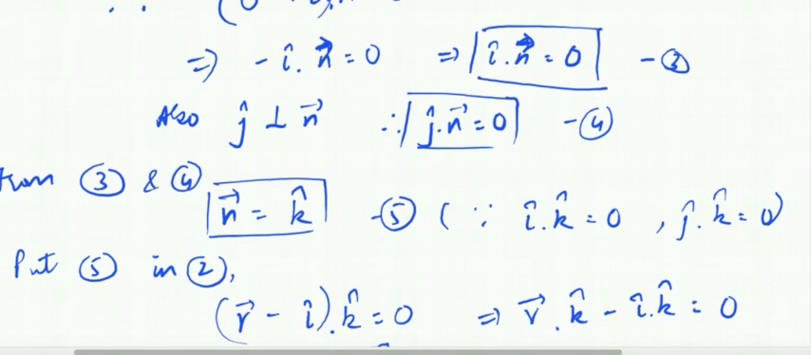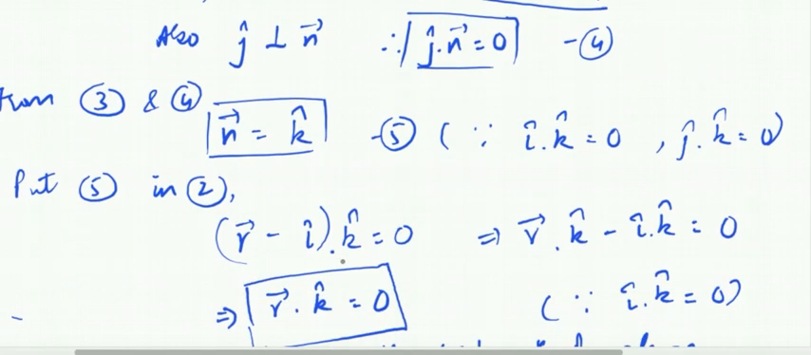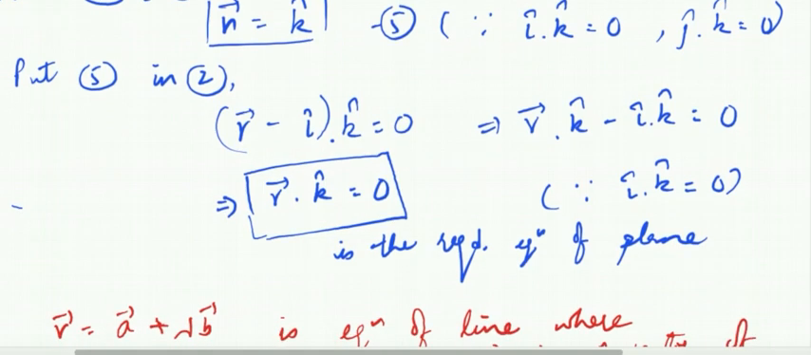So now I put this value in the equation of the plane instead of n vector. Now I can write k cap. I take the dot product here, it becomes r vector dot k cap minus i dot k cap equal to 0. Now the dot product of i with k is 0. So my equation reduces to r vector dot k vector equal to 0, which is the required equation of the plane.